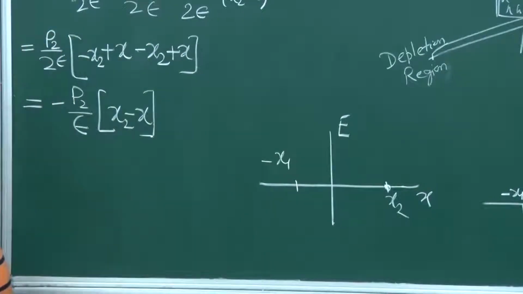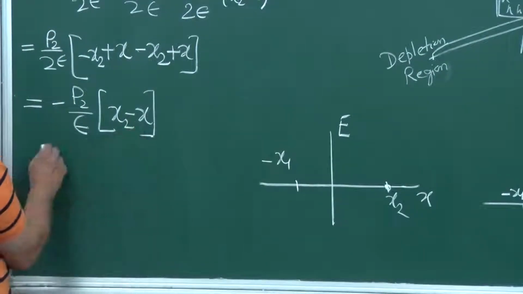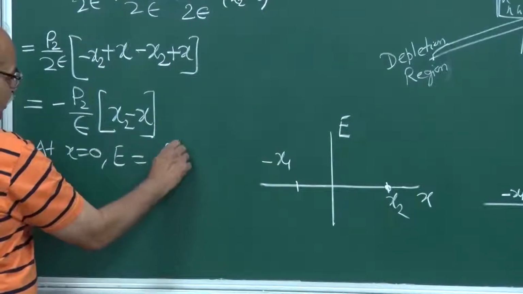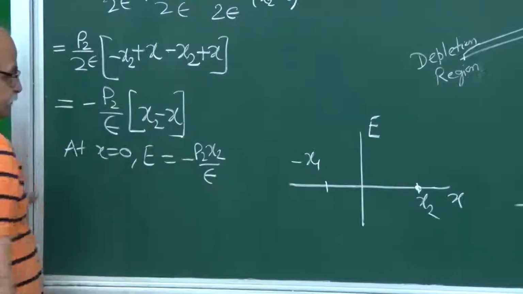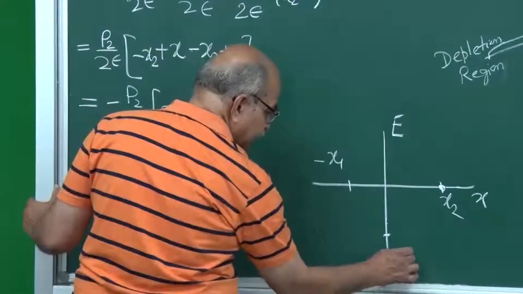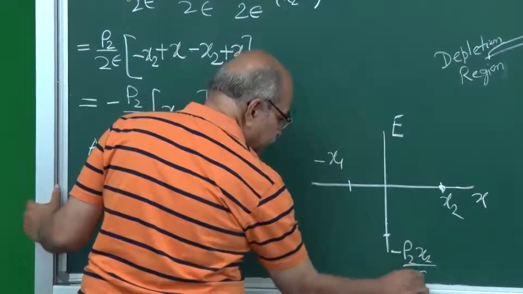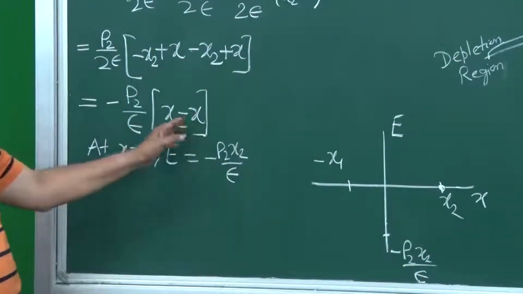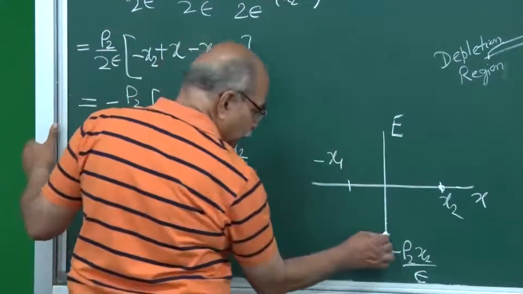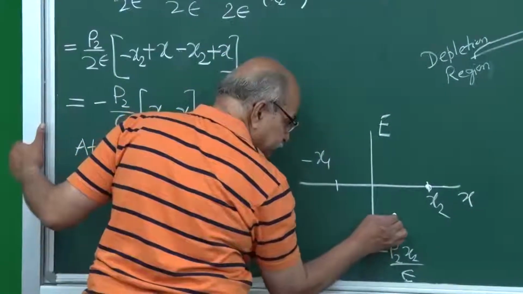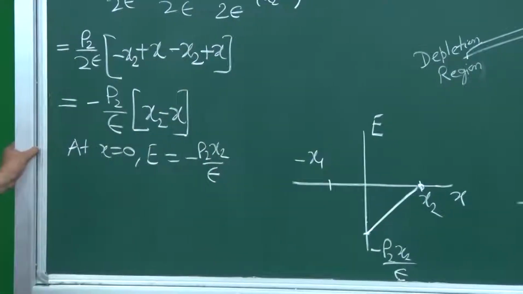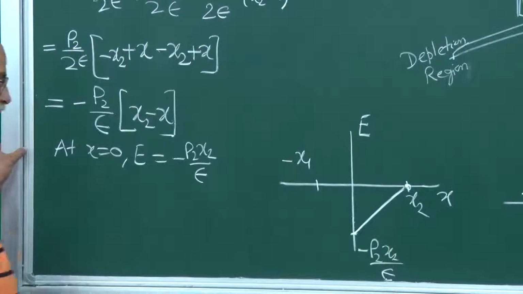And how much will the electric field be at x equal to 0? At x equal to 0, E will be minus rho 2 x2 over epsilon. So it will be somewhere here. This is the point, let us say, minus rho 2 x2 over epsilon. And then it is linear in x, so it has to be a straight line, and therefore you can join these two. This is the electric field on this positive x side.